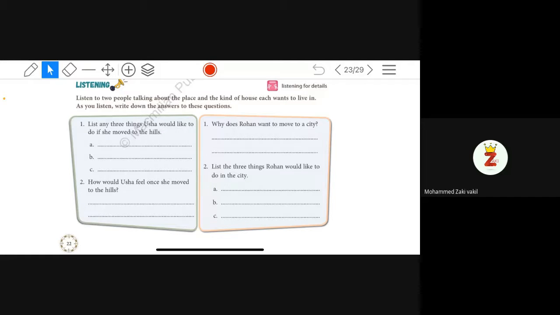Yes, sir. Okay, I am playing the audio. This is a listening exercise. Two people are talking about the place and the kind of house they want to live in. So when you listen, you will write down the answers to these questions. If you want, I will play the audio a second time also. But then all of you will give the answers. You have to listen to the audio intently and then answer the questions. Okay? Is it clear what you have to do? Yes, sir.